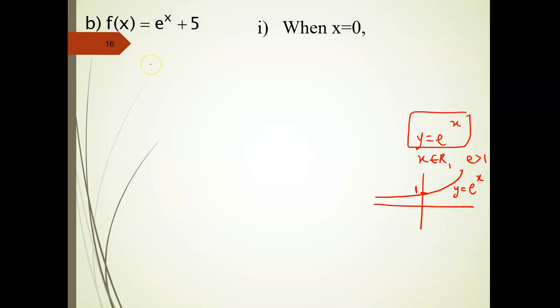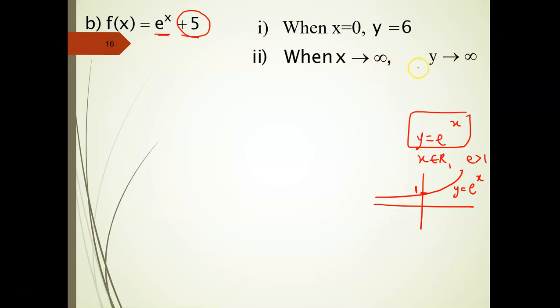Okay, so in this case, if you have f(x) equals to e^x plus 5, meaning that this whole graph will be moving up 5 units. So from here, when x equals to 0, then e0 is 1. So 1 plus 5, your y will be 6.